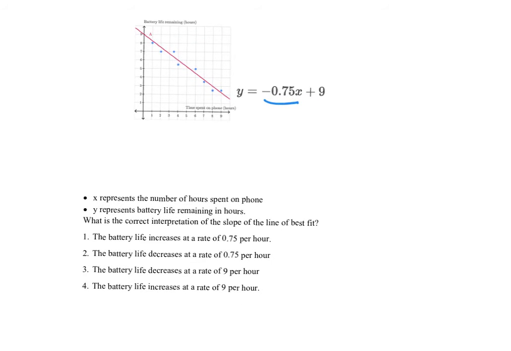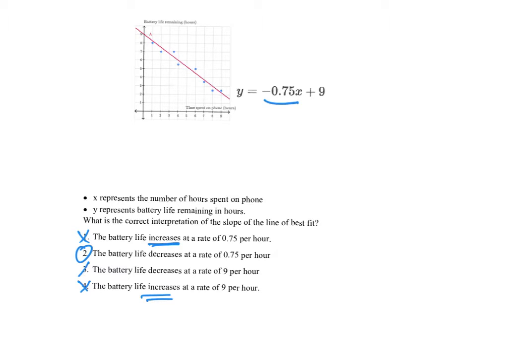Now we can see the answers. We have 4 answers there, and we're going to use process of elimination. We're going to eliminate 1 and also 4 because they're talking about the battery life increasing, right? And since we have negative, we're talking about decreasing. So what's connected to X, which is 0.75, that's going to be the hour. So the answer will be 2, because the battery life decreases at a rate of 0.75 per hour.